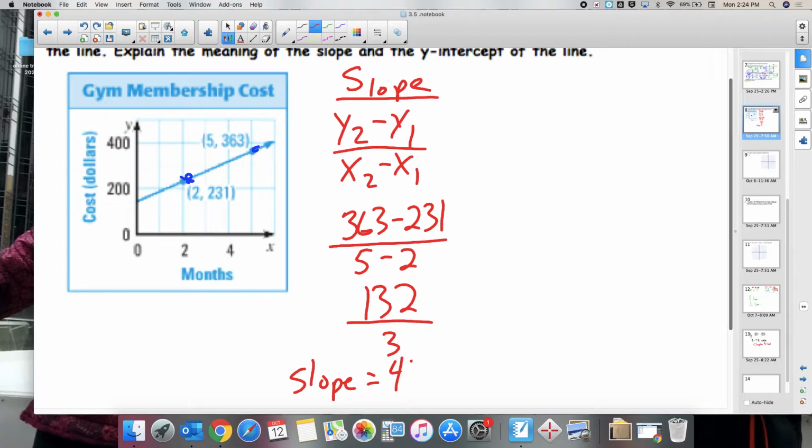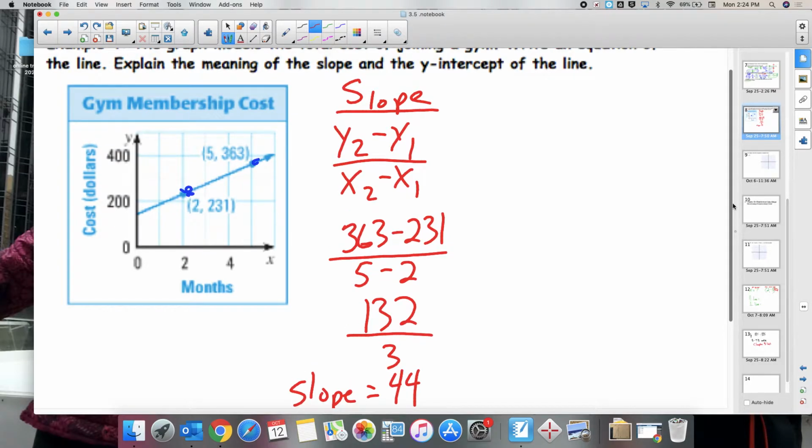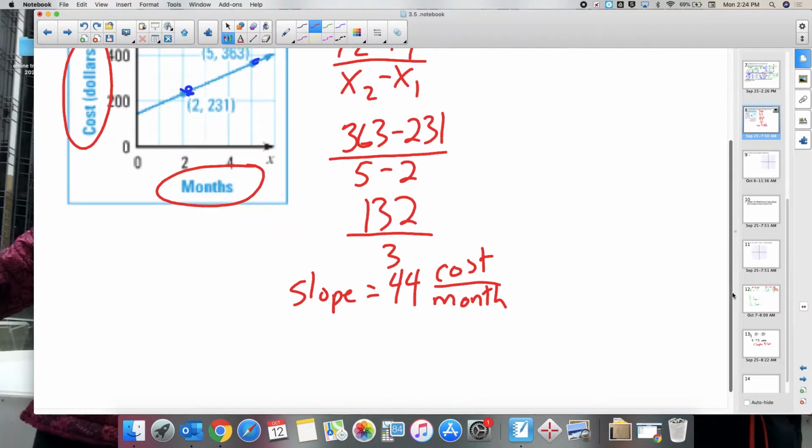to be 44. Now, slope is rise over run. Our rise is our y values. Well, that's our cost. So the 44 is our cost. The run, that's our x values. So that's in months. So there's the cost per month. So what does your slope mean? It's the cost per month. So it is $44 per month.